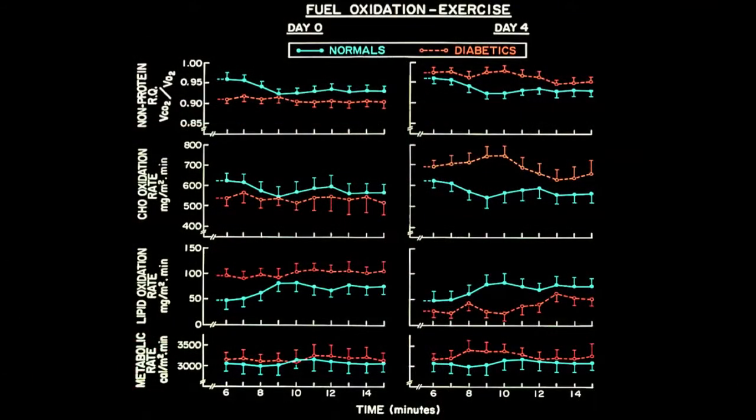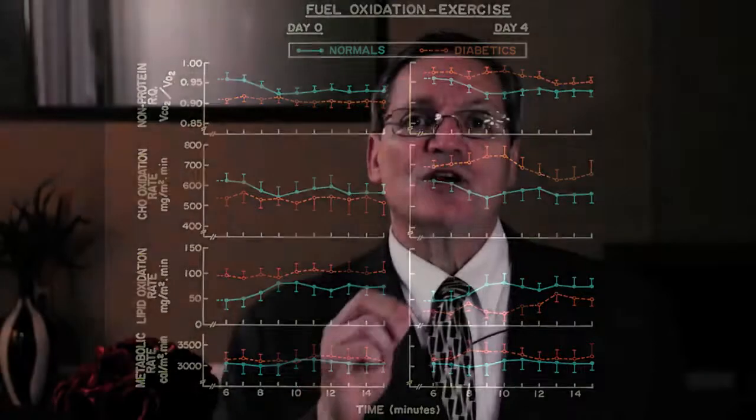But look what happens when we treat them for just 4 days. Notice now the diabetic person is outperforming the normal, and this is what we see in our patients. We literally see the ability to exercise, which is supernormal, which is actually better than normal.